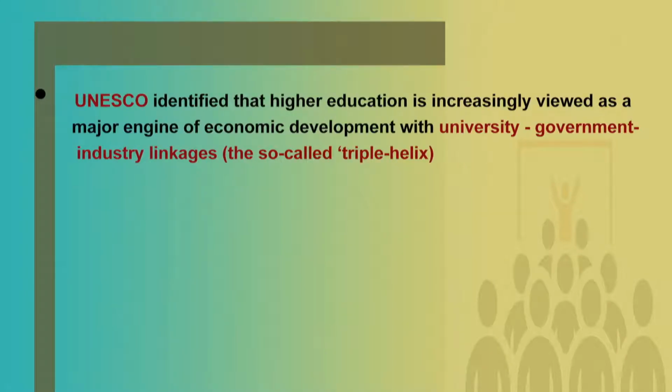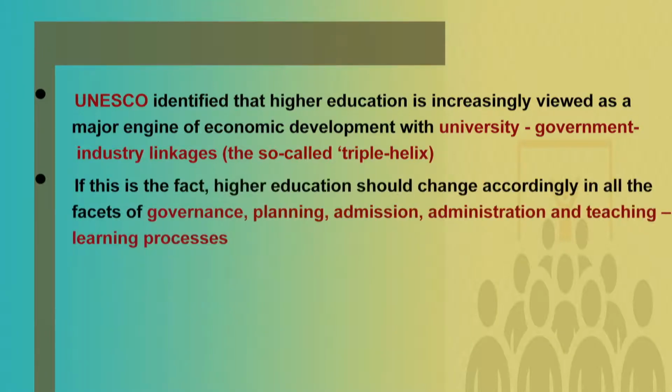UNESCO identified that higher education is increasingly viewed as a major engine of economic development with university, government and industry linkage. This is called the triple helix approach. If this is the fact, higher education should change accordingly in all the facets of governance, planning, admission, administration and teaching learning process. So, we must go on with the worldly changes while thinking of the higher education scenario.